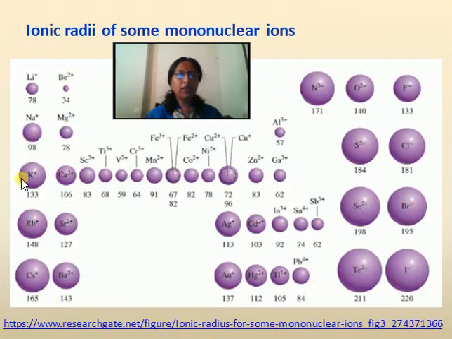And you see, if we compare period wise between the cations, the size is decreasing from Na+ to Mg2+, from potassium to calcium 2+, rubidium to strontium 2+, or cesium+ to barium 2+. So here the size is decreasing. This is the normal period wise change.